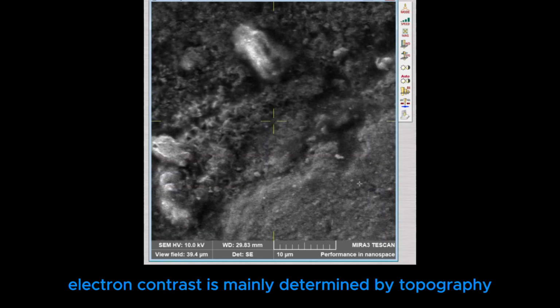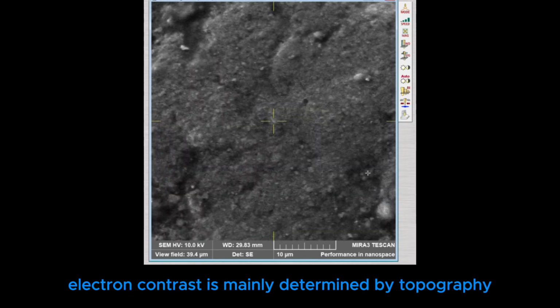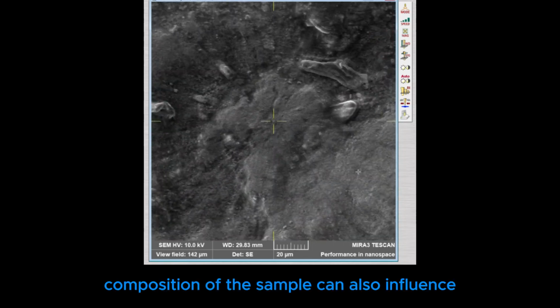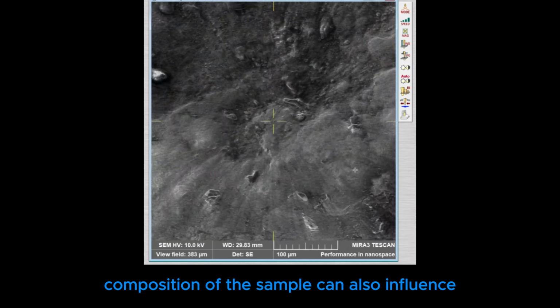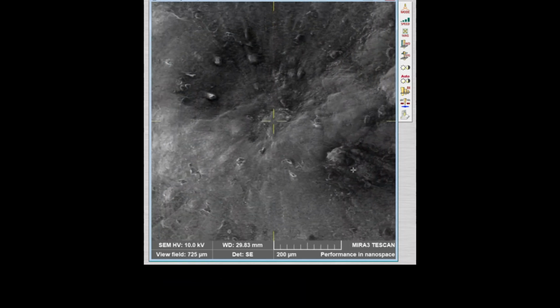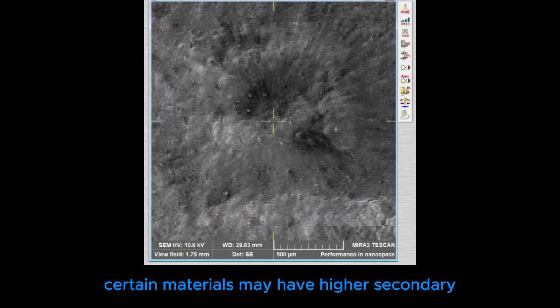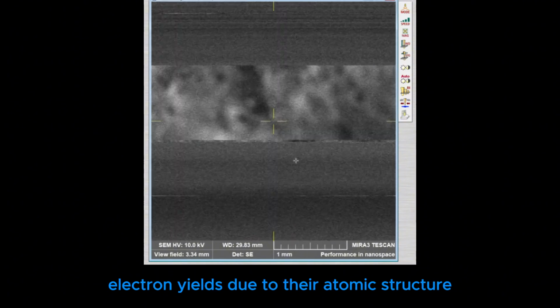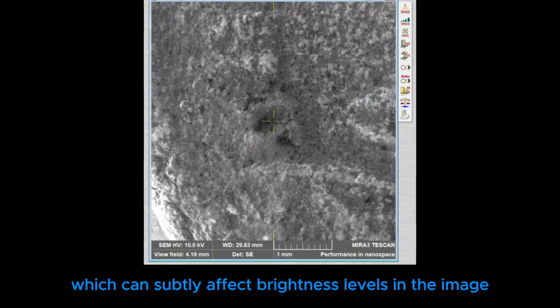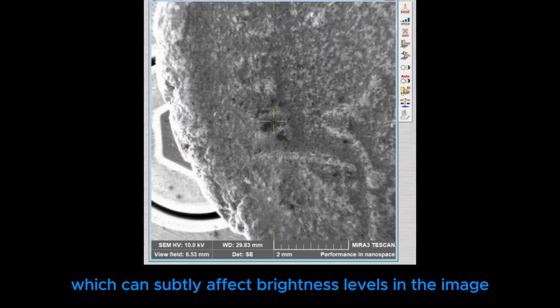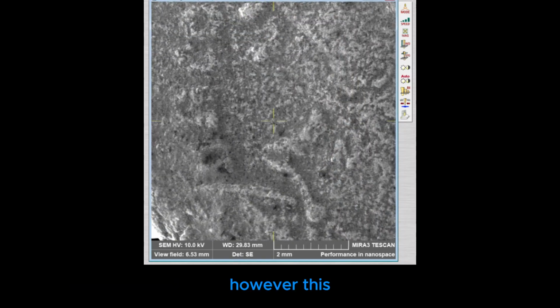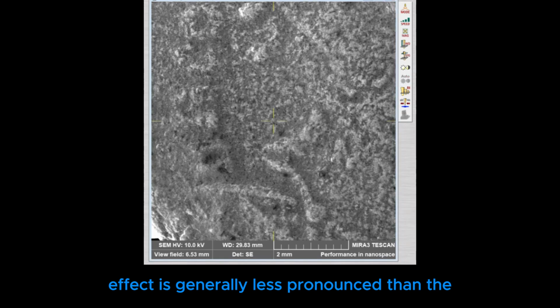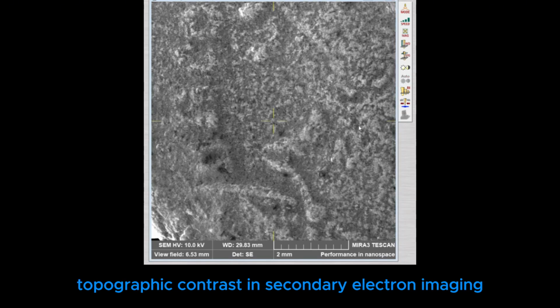While secondary electron contrast is mainly determined by topography, the material composition of the sample can also influence the emitted electron intensity. Certain materials may have higher secondary electron yields due to their atomic structure, which can subtly affect brightness levels in the image. However, this effect is generally less pronounced than the topographic contrast in secondary electron imaging.